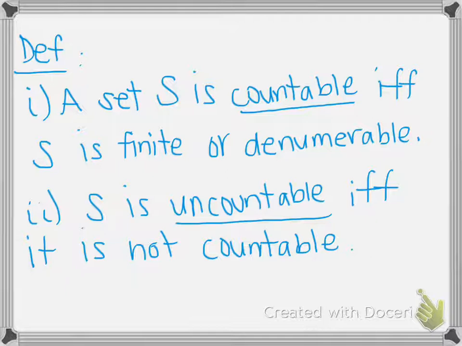I'm going back to the definition, so I don't want to confuse you. A set S is countable if and only if S is finite or it's denumerable. And S is uncountable if it is not countable.